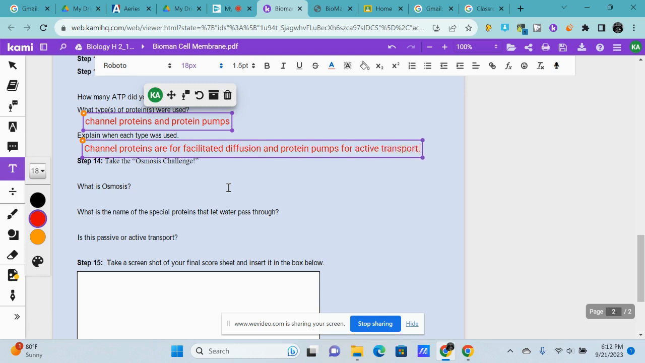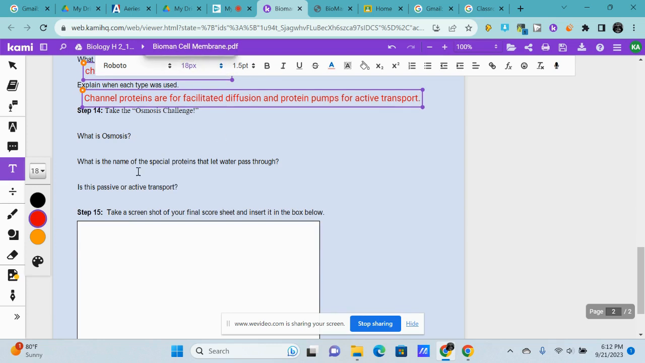So the protein pumps, that's when you're moving things from low concentration to high concentration, because those little things are not going to go that way on their own. The cell's going to have to force them to go that way. It's got to pump them. So that's why it's active transport, because to pump them that way, it requires energy.